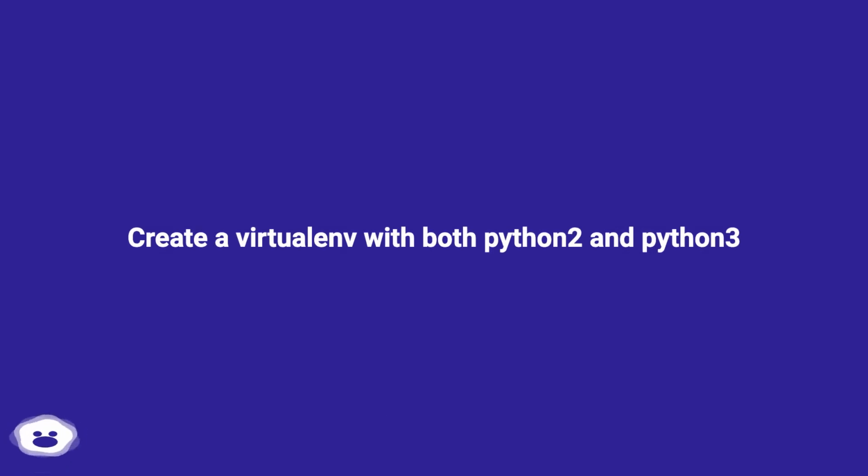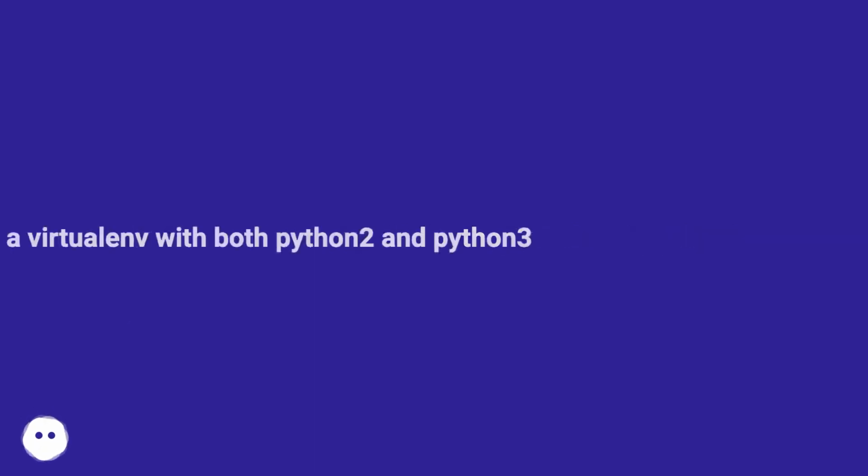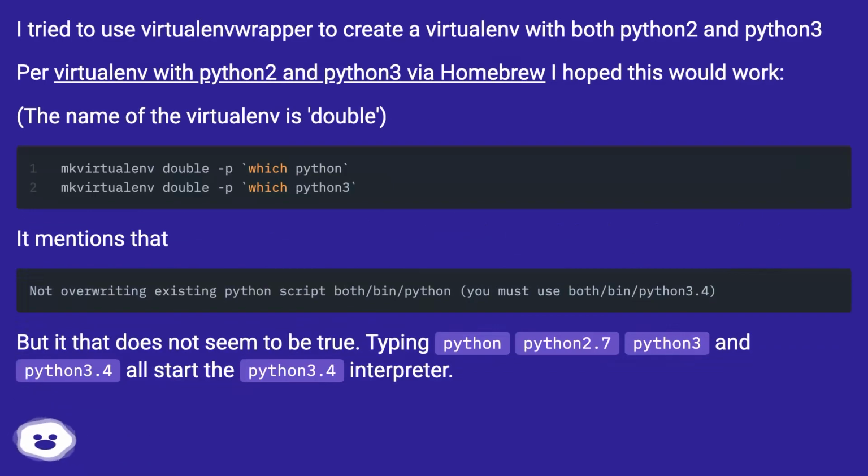Create a virtualenv with both python2 and python3. I tried to use virtualenvwrapper to create a virtualenv with both python2 and python3. For virtualenv with python2 and python3 via homebrew, I hoped this would work. The name of the virtualenv is double.